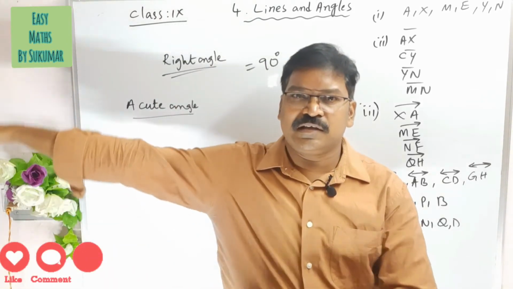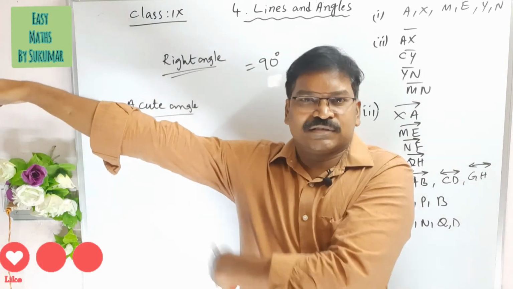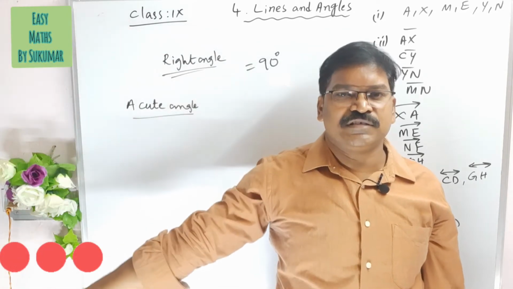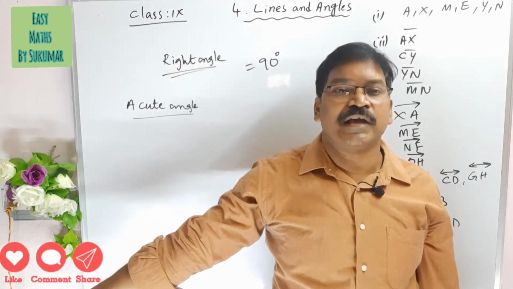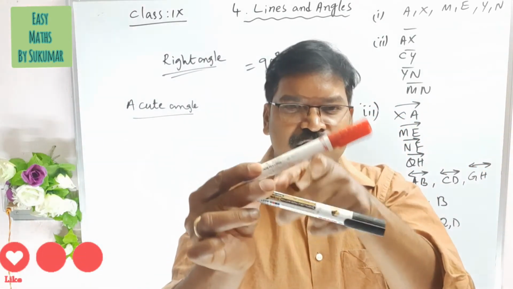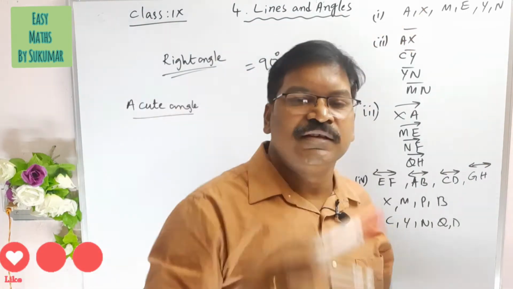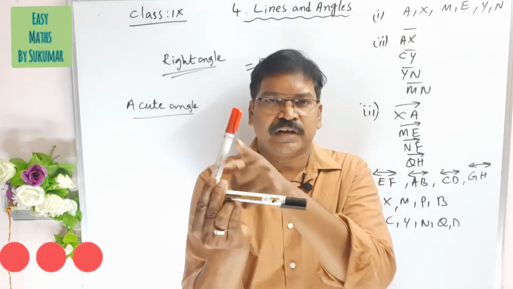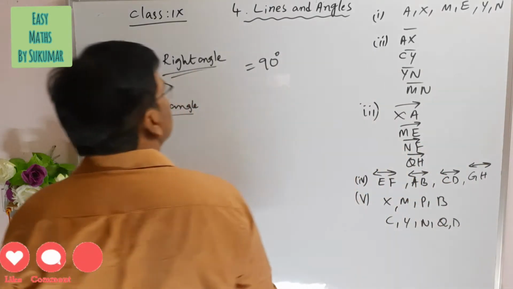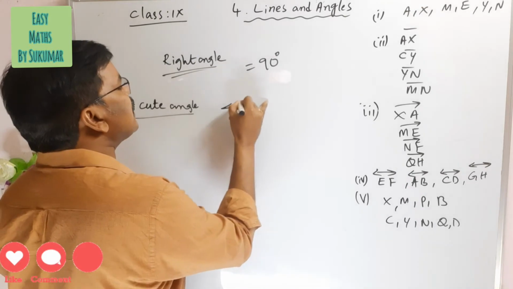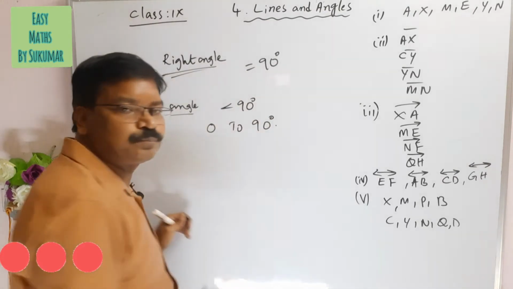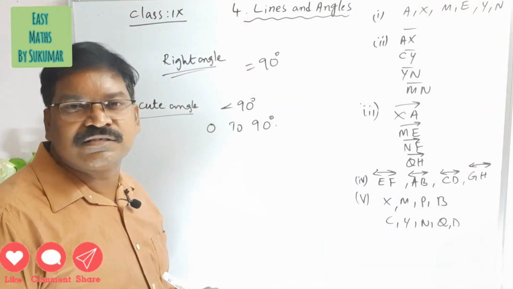If I put my hands like this, the angle between these two arms is 90 degrees. See, look here. If it is less than 90, that is an acute angle. Like this, my dear students. The angle between these two rays is an acute angle, and this is a right angle. So an acute angle is less than 90 degrees. That means it is between 0 and 90 degrees.